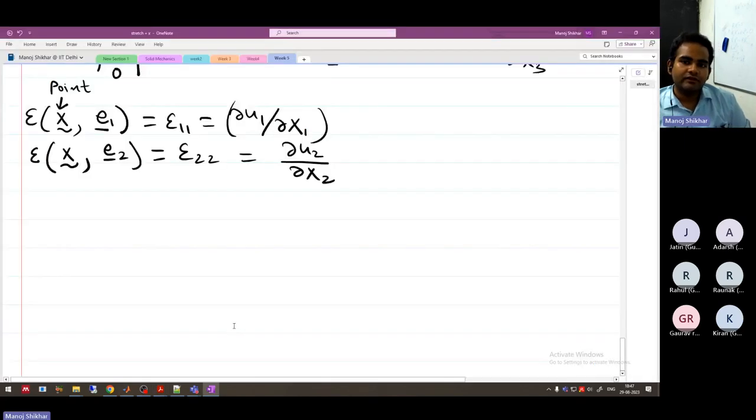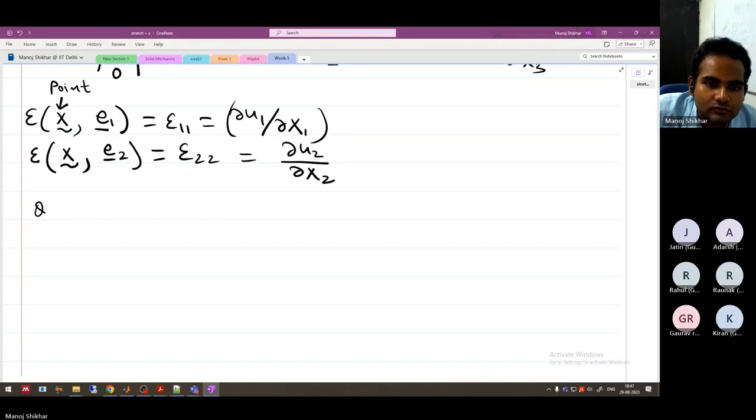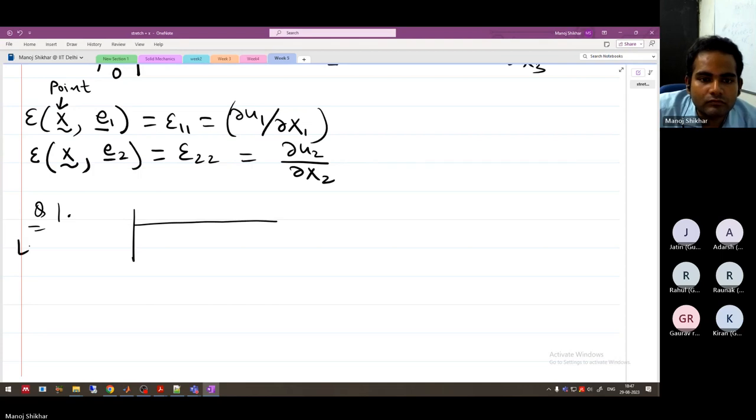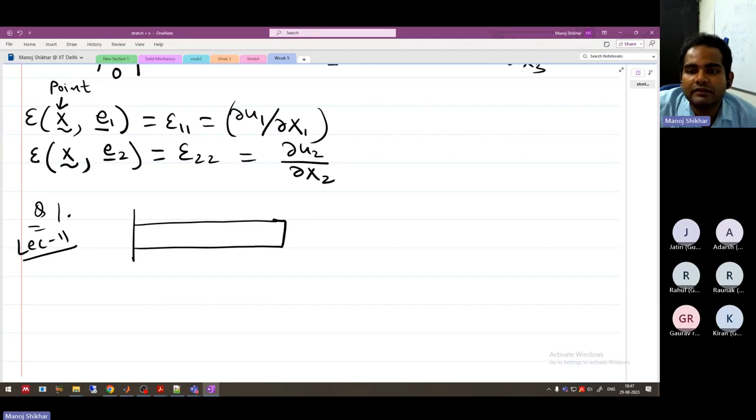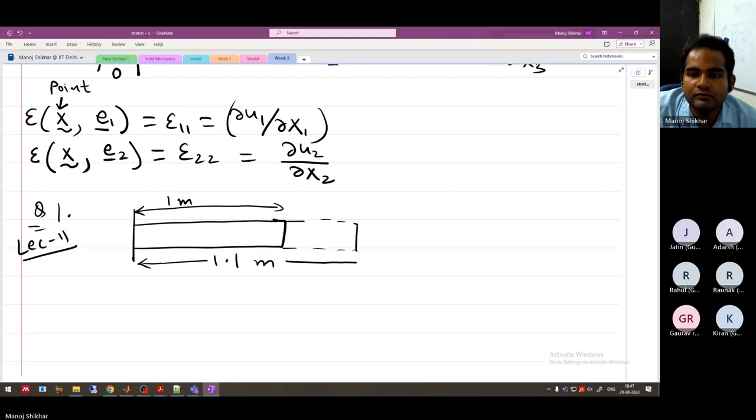So they have given you what? They told you that there is a bar and the initial length was 1 meter. This is 1 meter. And they have stretched it and the final length is 1.1 meter. Okay. So what is lambda they are asking?